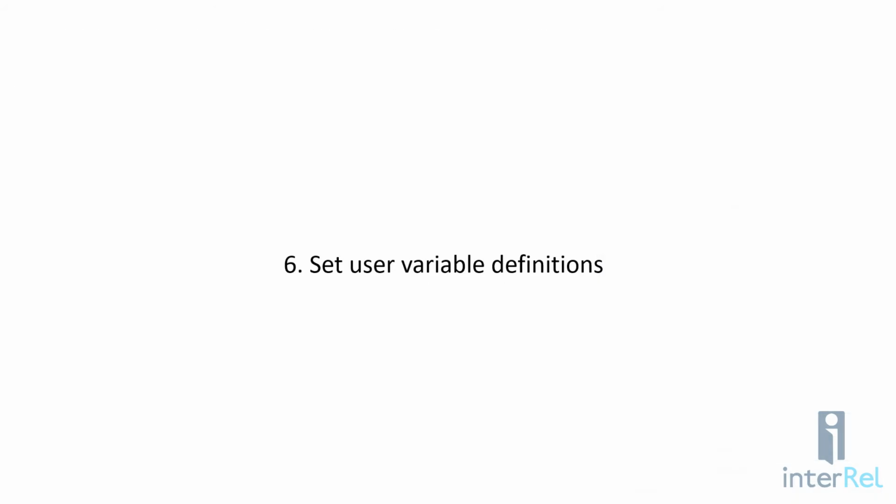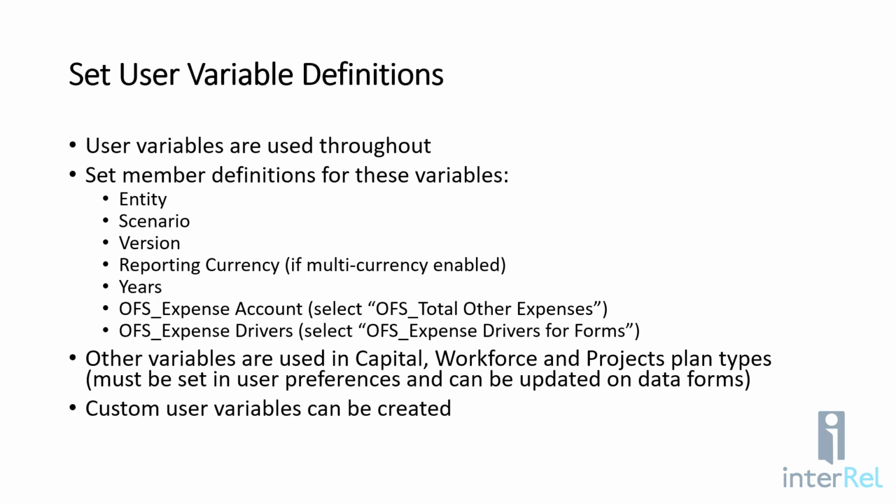Step 6. Set user variable definitions. User variables are used throughout the module. They allow the system objects to filter data to the specific value in the variable. This reduces system maintenance by reducing the number of objects that need to be maintained.